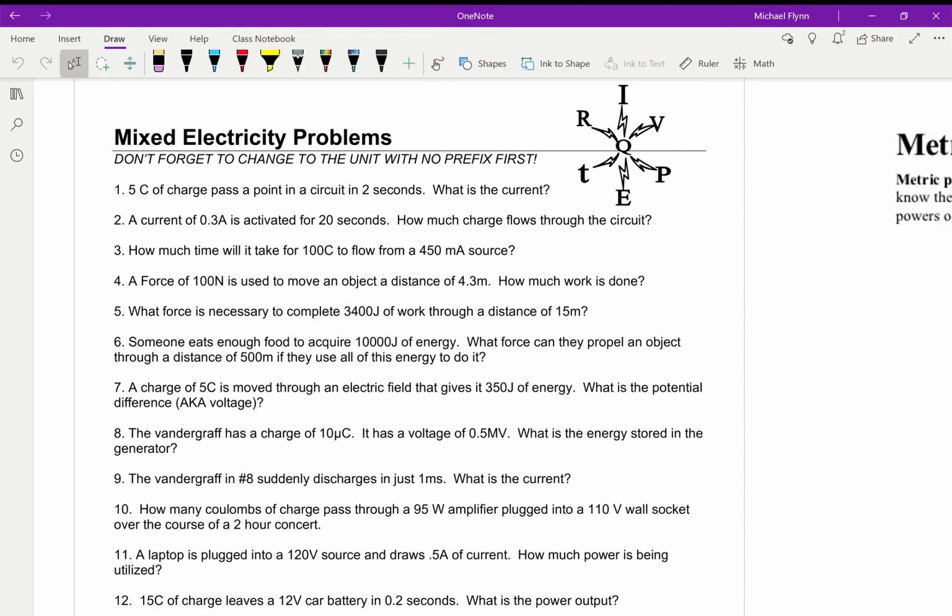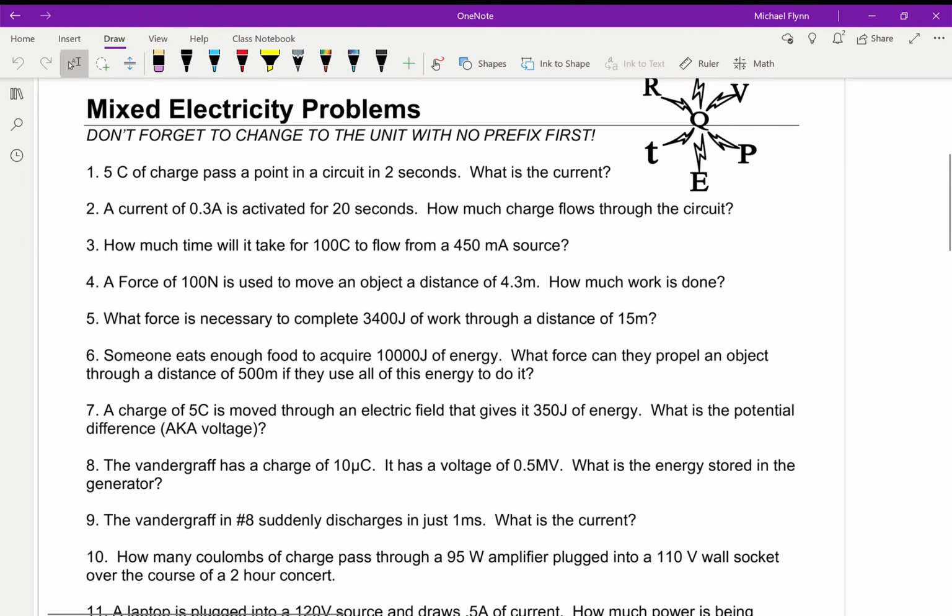I gave this worksheet. Very quick, very easy calculations. Like look, 5 coulombs of charge pass a point in 2 seconds. Well, since current is just charge divided by time, 5 divided by 2 is 2.5 amps. Here, a current of 0.3 amps is activated for 20 seconds. How much charge flows through the circuit? Well, just solve the equation for Q. So Q would equal current times time. So 0.3 times 20 is 6 coulombs.